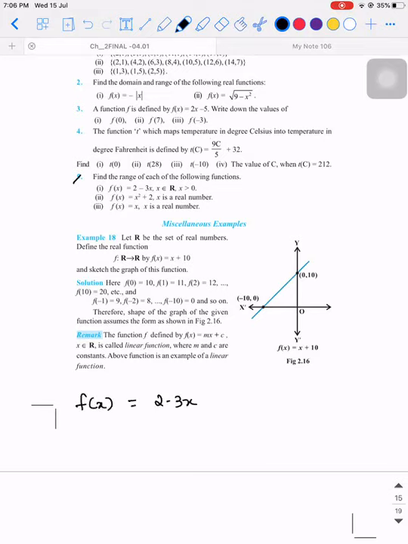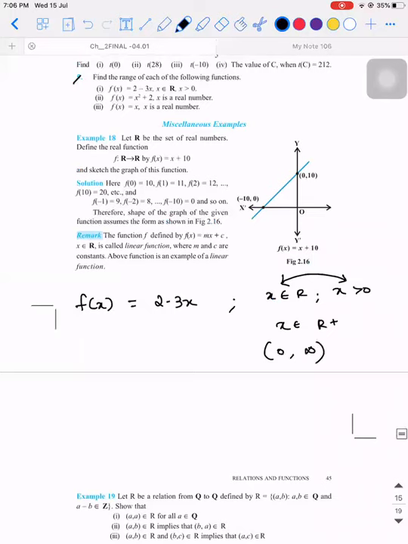So the given function is f of x is equal to 2 minus 3x. And x belongs to R and x greater than 0. What are they trying to say? Combine these two and tell me what they are trying to say. Positive. So they are trying to say x belongs to R plus. Okay. So what is the least value of x that you can substitute? So what will be the domain? The domain will be the open interval 0 to infinity. Am I right? So I hope it is clear till this step, right?